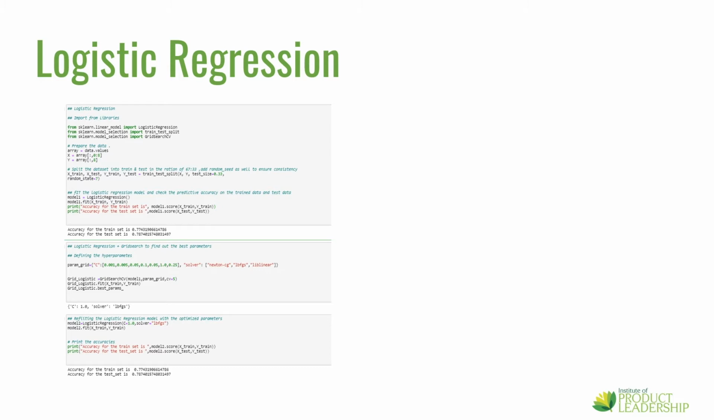Step 2. We will use grid search to get the most optimal hyperparameters for this dataset, and in this case it is C equal to 1 and solver is LBFGS. Step 3. Here we will apply the optimized hyperparameters to generate the model again and then check the train and test accuracy scores. In this case, it is 77.54 and 78.7 respectively.